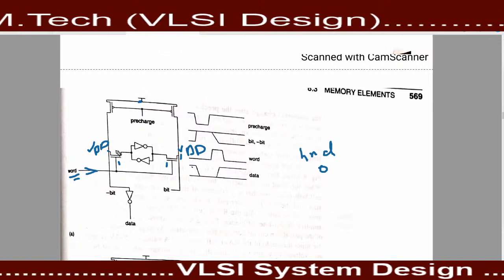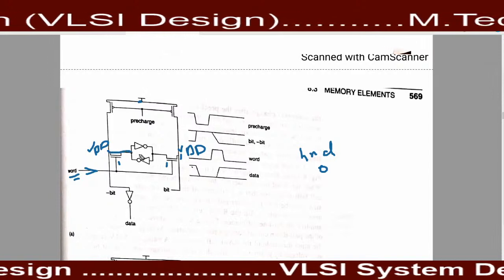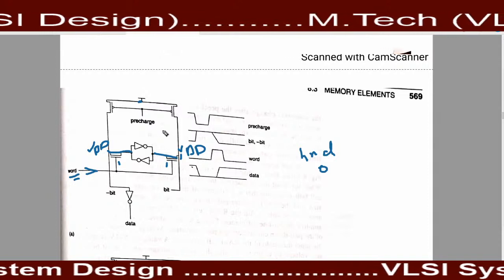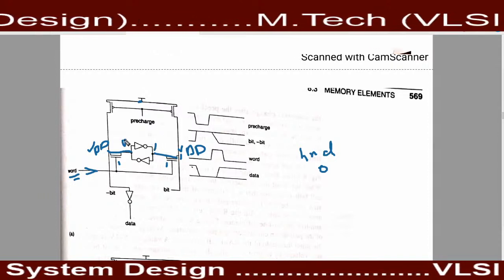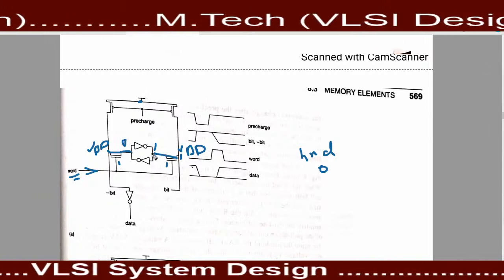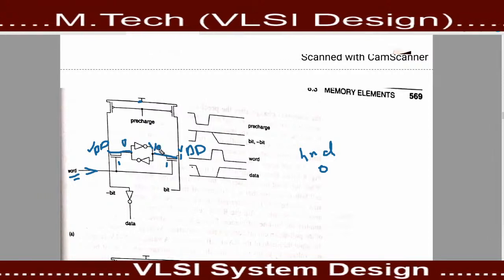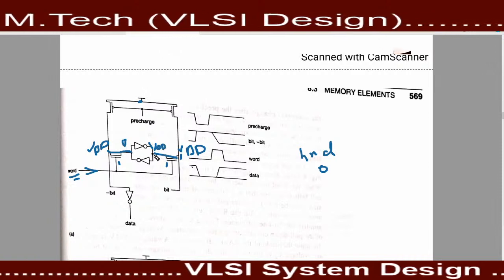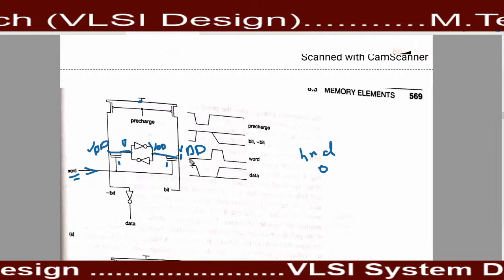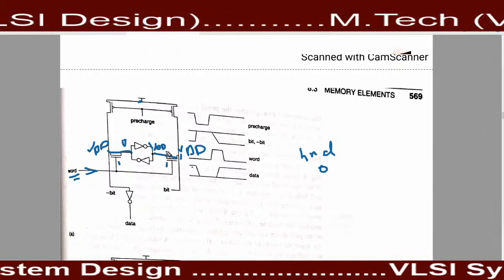When this transistor and this condition are in operating condition, it makes a short circuit path. These both transistors make a short circuit path. I already told you, if 1 is stored here, it means that the potential on this side is VDD, so the potential of this end and the potential of this end are equal. When the potential is equal, no current is flowing through it. So that's why it won't work.